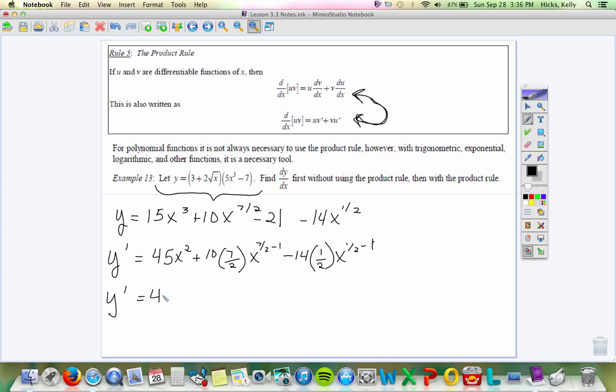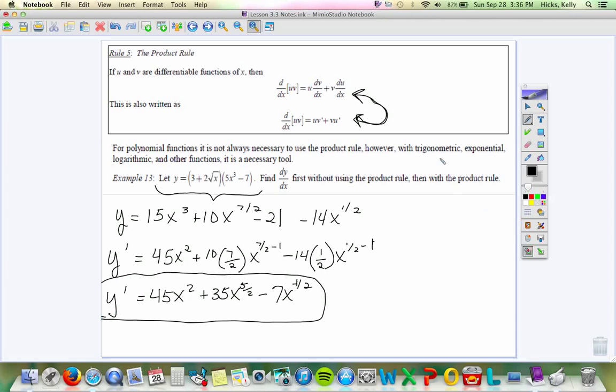All right, so how would we clean that up? Let's see, it would be y prime equals 45x squared plus 10 divided by 2 is 5. 5 times 7 is 35. 7/2 minus 1 is going to give you 5/2. And then 14 divided by 2, or 14 times 1/2, is 7. And x to the 1/2 minus 1 is a negative 1/2. Okay, so there's our answer. There's our derivative. So it's possible to do it that way.